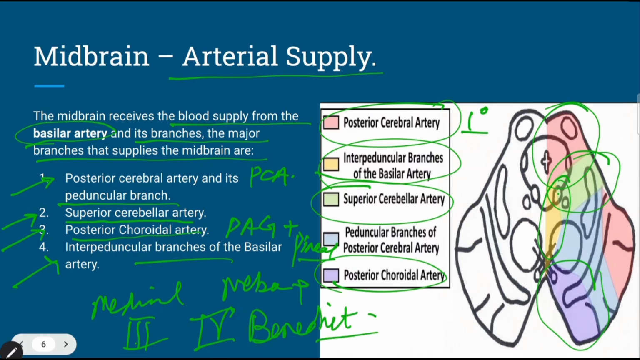For Step 1, focus on the PCA for Weber syndrome and the basilar branches for medial midbrain deficits. Know that midbrain strokes often present with cranial nerve 3 or 4 deficits plus motor or sensory issues.